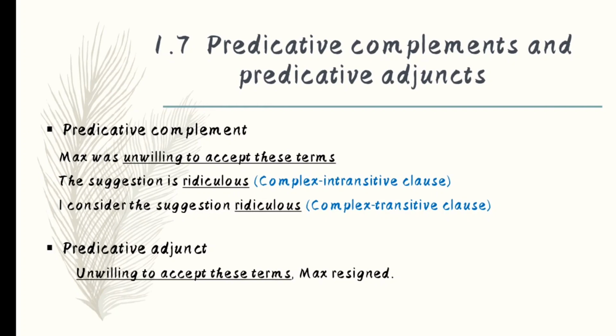How about the predicative adjunct? The example of a predicative adjunct is: unwilling to accept these terms, Max resigned. Usually, a predicative adjunct is detached by intonation or punctuation from the rest of the clause. Look at the example, "unwilling to accept these terms." After that, there is a punctuation, then it is continued by "Max resigned." This is the difference between a predicative complement and a predicative adjunct.